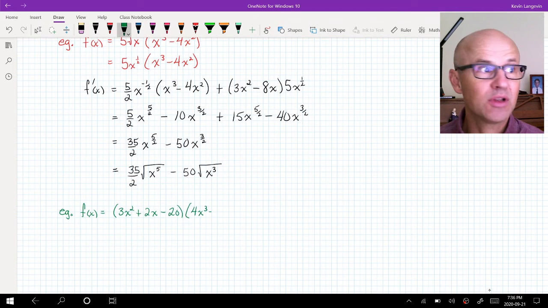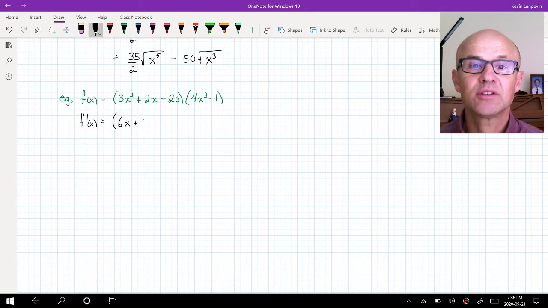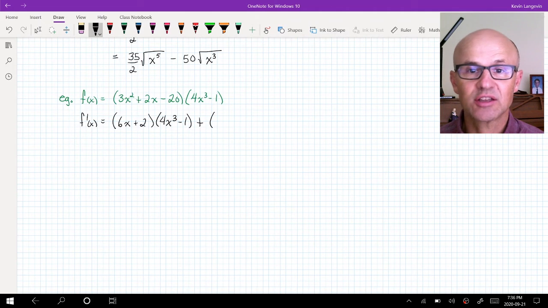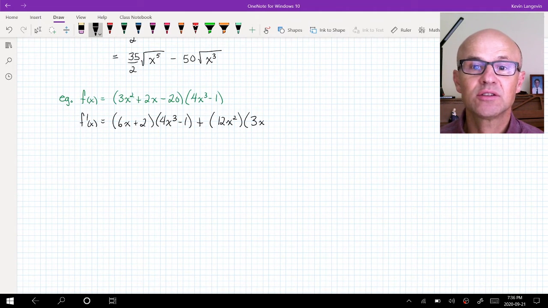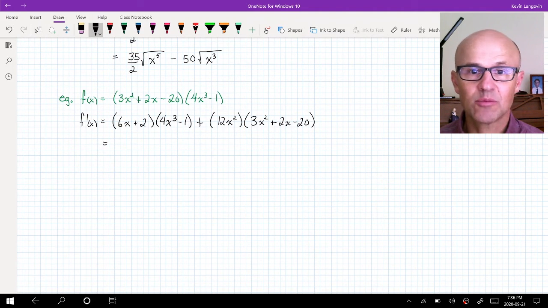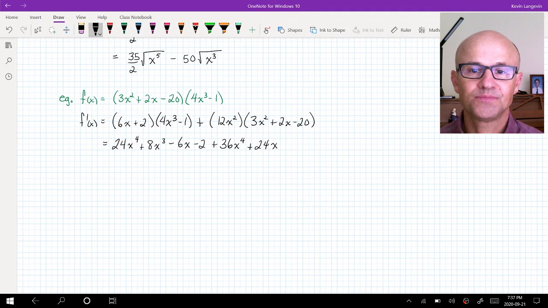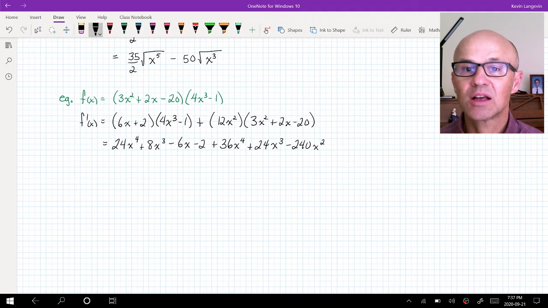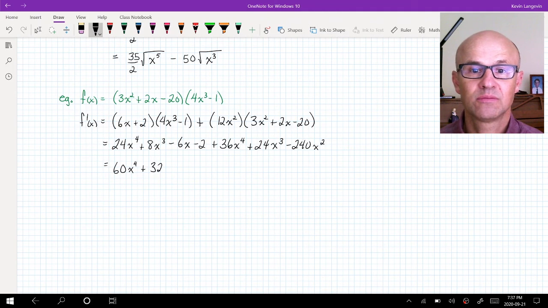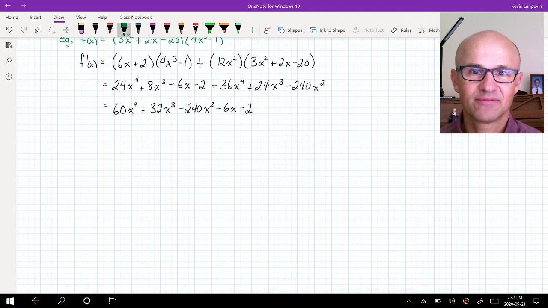For my next example, again, just pay careful attention to the pattern. Derivative of the first, 6x plus 2, times the second plus derivative of the second, 12x squared, times the first. Clean everything up. I'm skipping some steps as I'm doing this. Collect like terms. And hopefully we're quite satisfied with our answer. It's the same as in the back of the book.